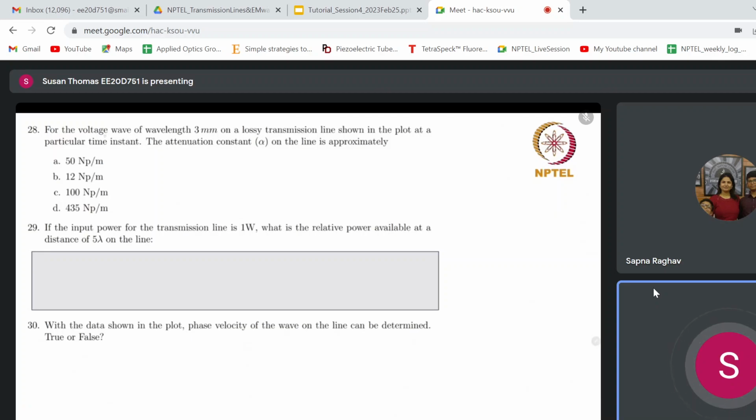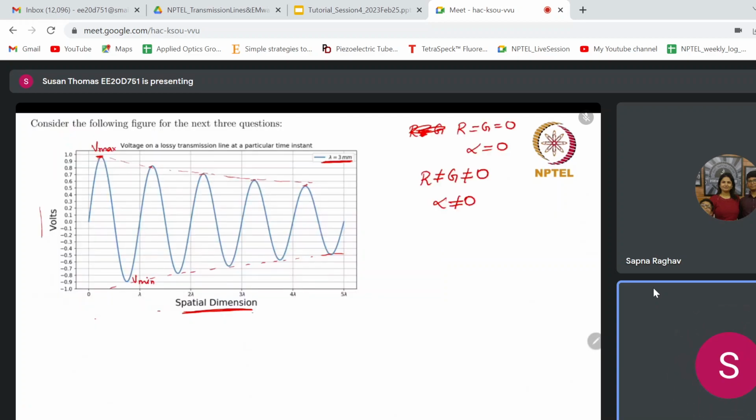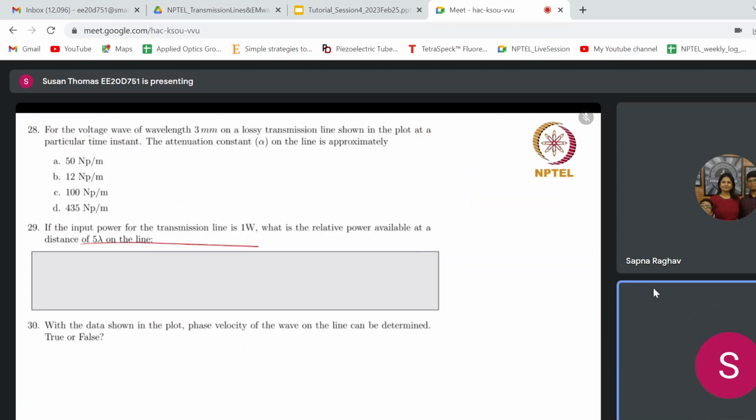These questions are based on the graph. First question: for the voltage wave of wavelength 3 mm on a lossy transmission line shown in the plot at a particular time instant, what is alpha?